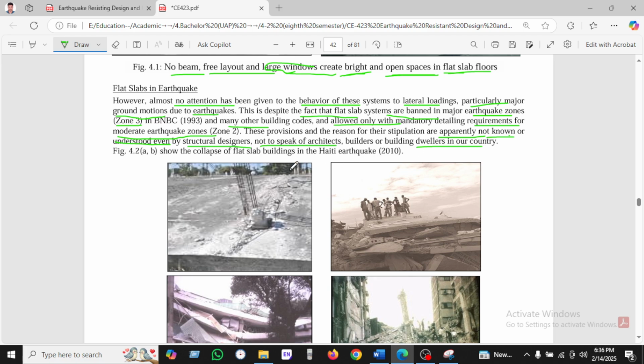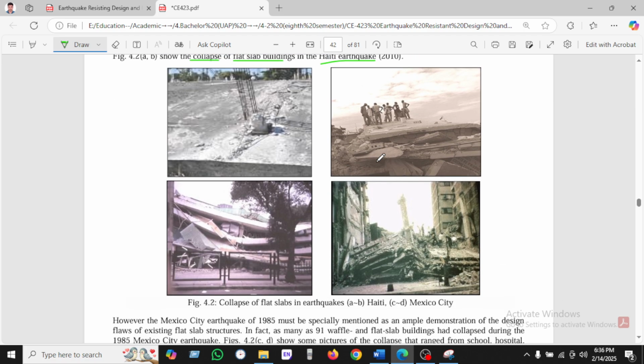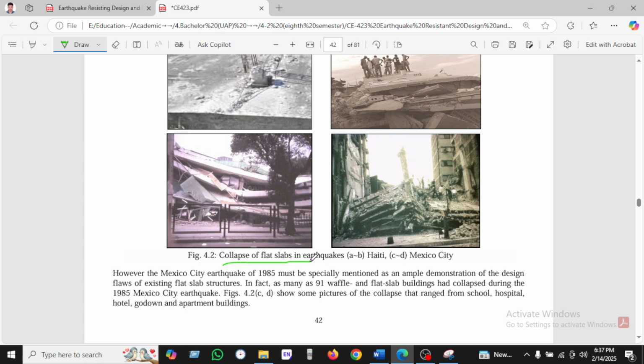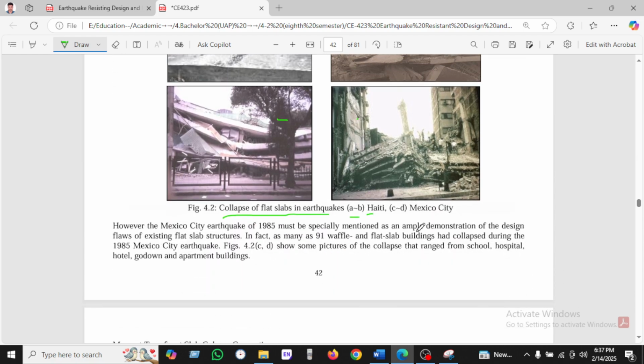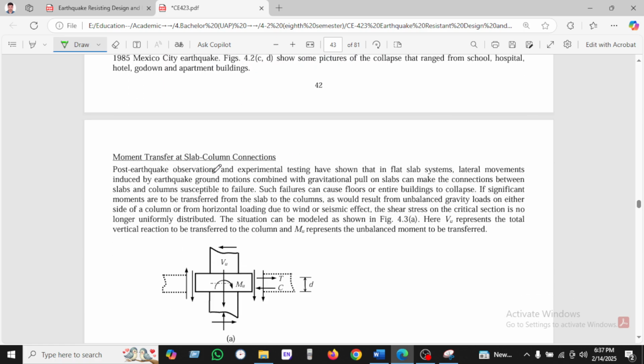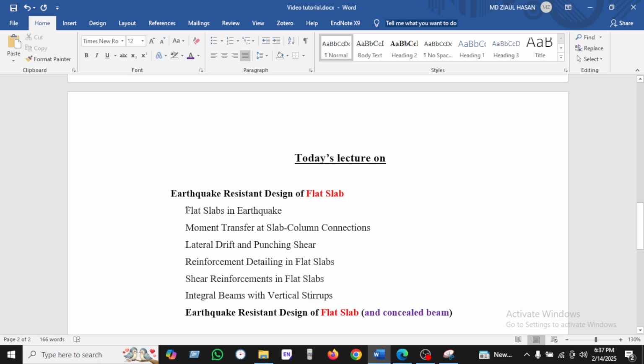as shown by the collapse of flat slab buildings in Haiti in 2010. So you can see here collapse of flat slab in earthquake. One to B is Haiti. So this is the flat slab collapse, one, two, three, four, and Mexico City. This is Mexico City. So we can complete here the flat slab earthquake.